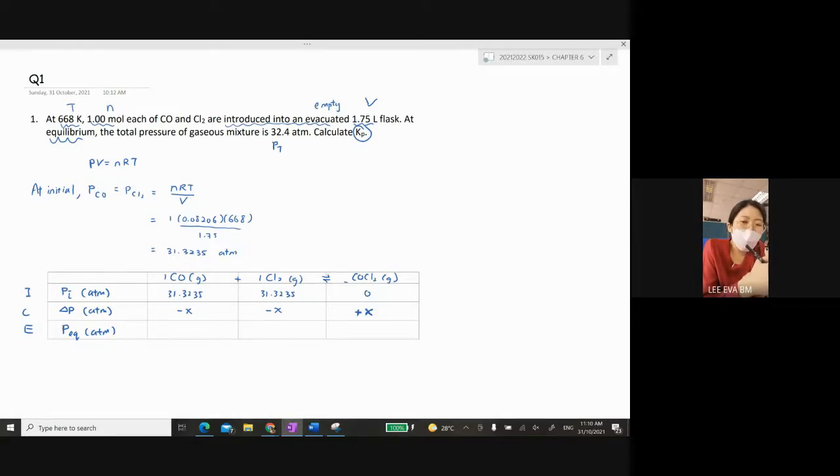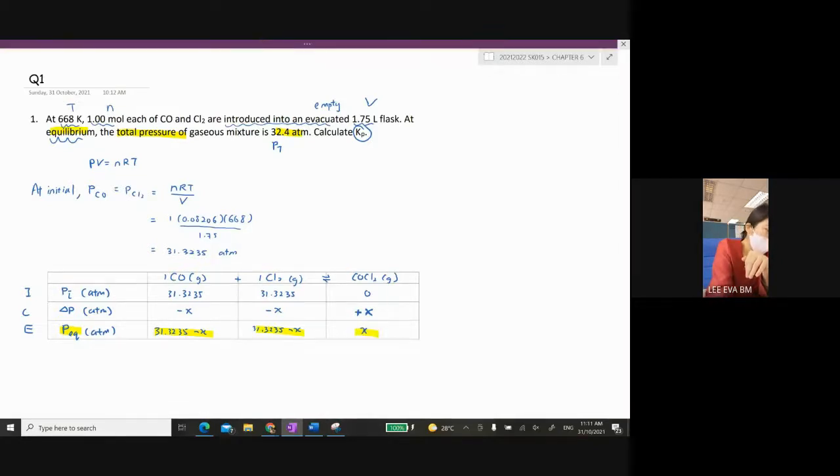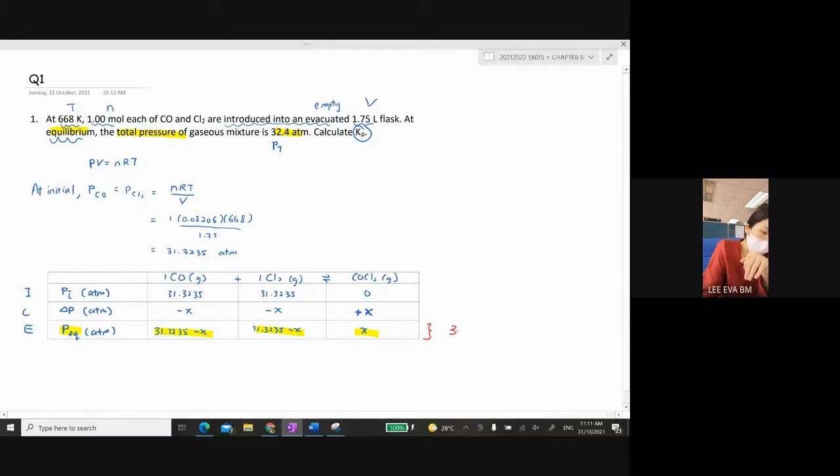And then we will add them up together in the equilibrium pressure over here: 31.3235 minus x, 31.3235 minus x, and over the product here, you have the x value. Okay, so we come back to our question. Total pressure at equilibrium is 32.4. So that means in this column, the total pressure at equilibrium, CO plus Cl2 plus the product, everything added up together will give you 32.4 ATM. This is the very important clue for you to figure out the value of your x.